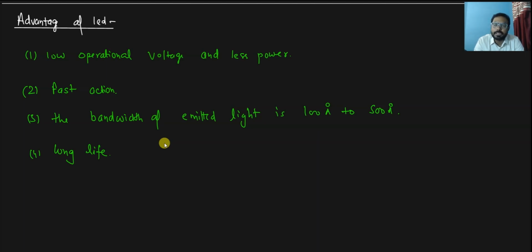The light which you get is in between this angstrom range, and you can suitably choose material and get monochromatic light of different kinds. Another advantage of LED is its long life, because it can run for a longer time, since there is no heating of any elements, so it can be used for a longer time.